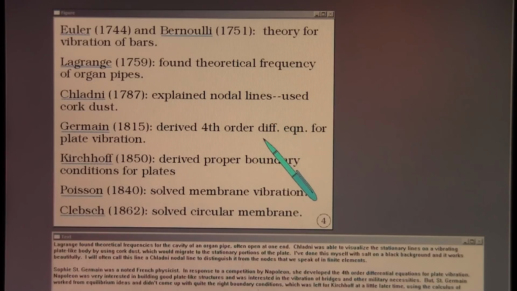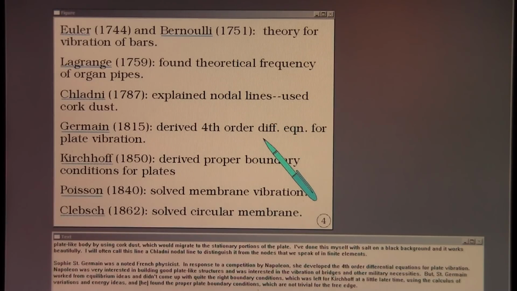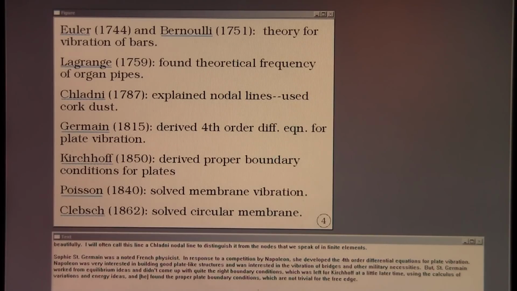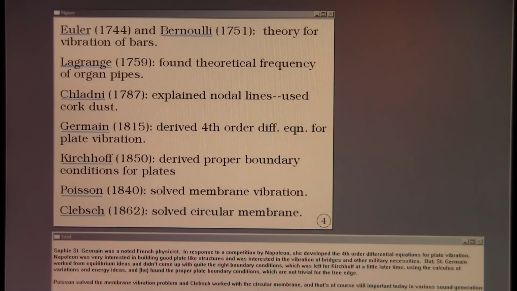In response to a competition by Napoleon, she developed the fourth-order differential equations for plate vibration. Napoleon was very interested in building good plate-like structures and was interested in the vibration of bridges and other military necessities. But Saint-Germain worked from equilibrium ideas and didn't come up with quite the right boundary conditions, which was left for Kirchhoff at a little later time using the calculus of variations and energy ideas, and found the proper plate boundary conditions, which are not trivial for the free edge.